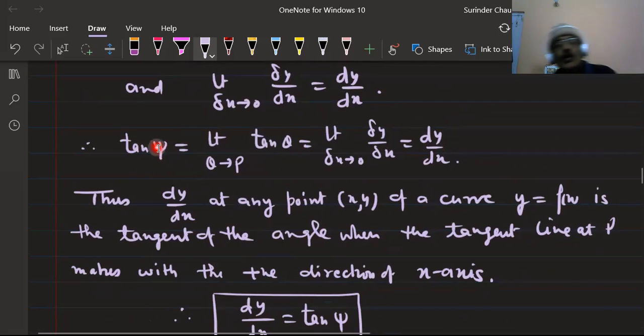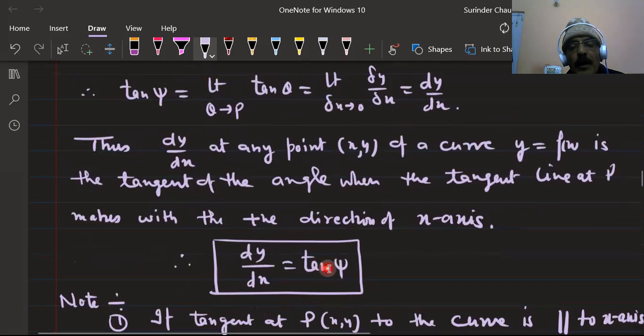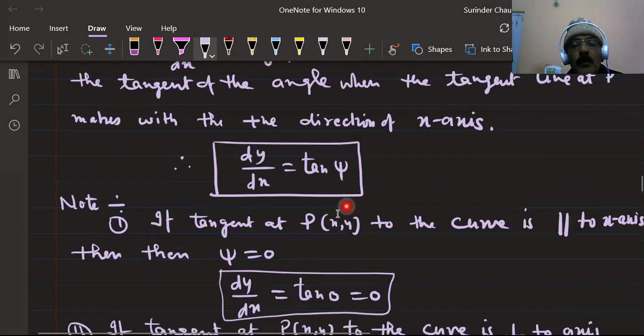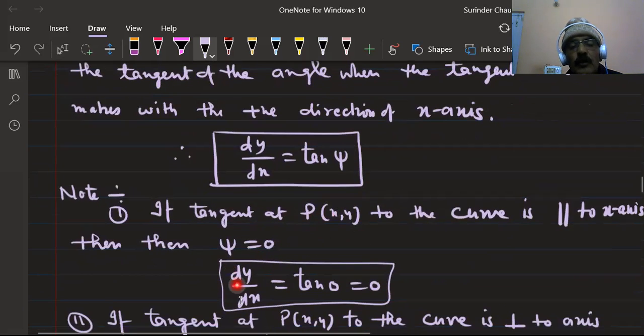So if we differentiate a function at any point, it will give us the slope of the tangent at that point. Now from this we can conclude that if dy/dx at any point is 0, it means the tangent at the point at which you have differentiated the function y to x is parallel to the x-axis.